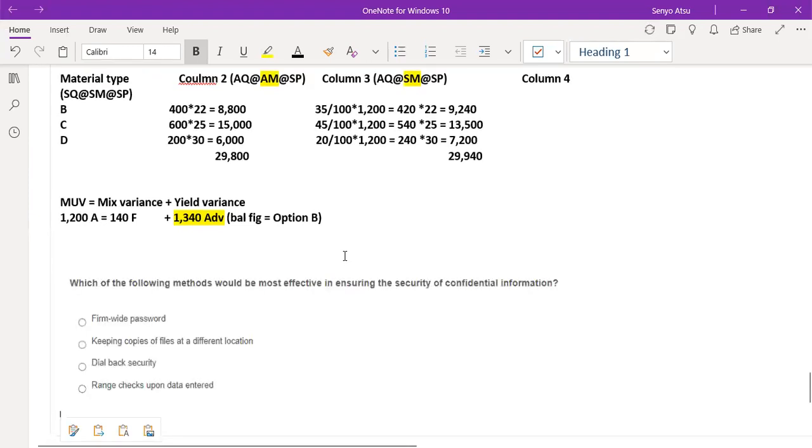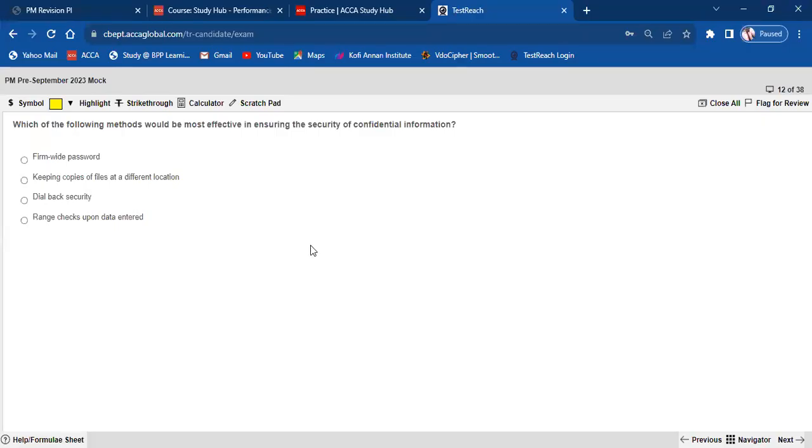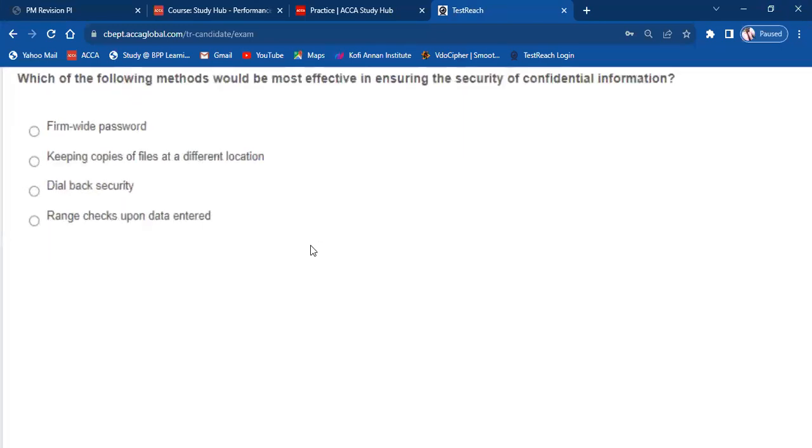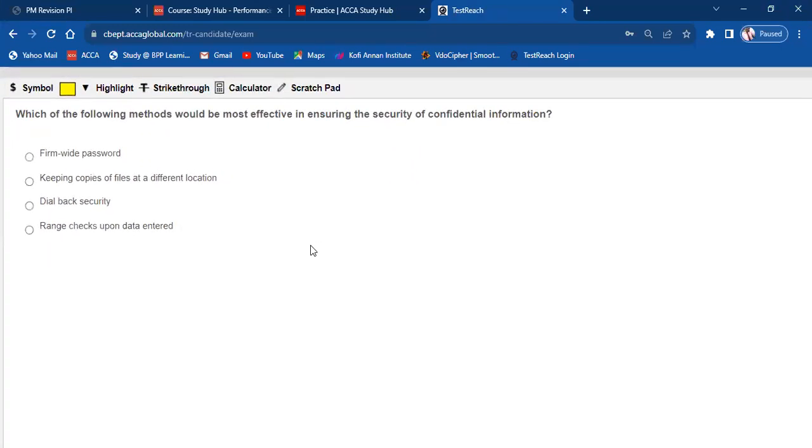Which of the following methods will be most effective in ensuring the security of confidential information? Syllabus section A. A company-wide password. So we have information. There's one password used across the company. Everybody knows it. So it cannot ensure the security of confidential information.